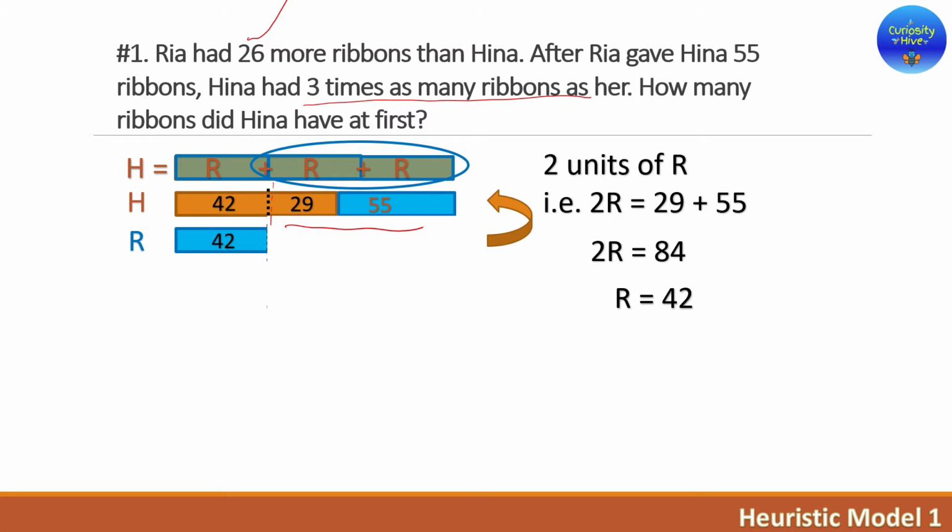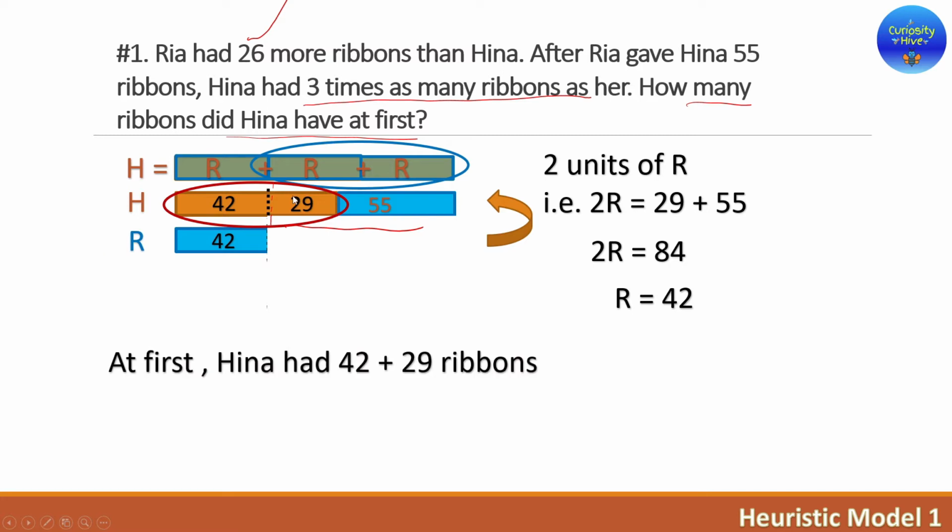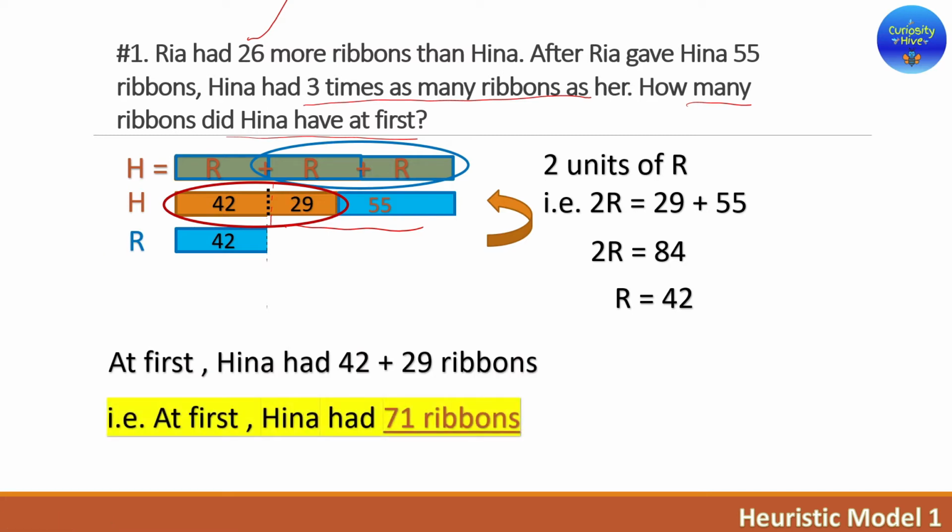And now let's see what the question asked is: how many ribbons did Hina have at first? So that is this orange portion that we need to find. So Hina had 42 plus 29 ribbons, which is equal to 71 ribbons. So this is how we compute the answer by using blocks.